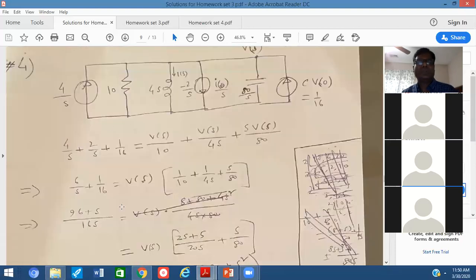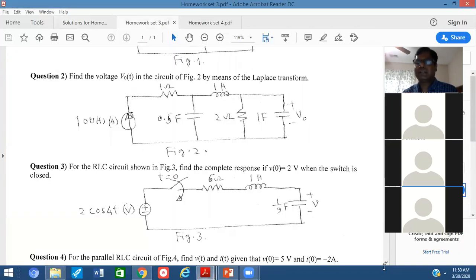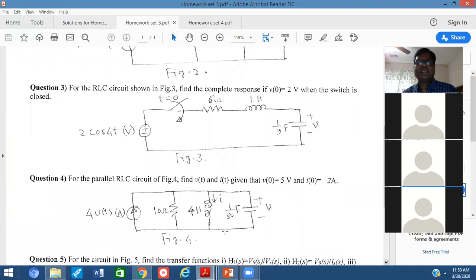Okay. So first of all, everybody see homework set 3. Yes, everybody look at number 4. This was the question for the parallel analysis circuit. For the following figure, find V naught and i. So two questions: you have to find the voltage here, and we have to find the current flowing through the 4-ohm inductor. And two initial conditions were given: V naught equal to 5 volts and I naught equal to -2 amperes.